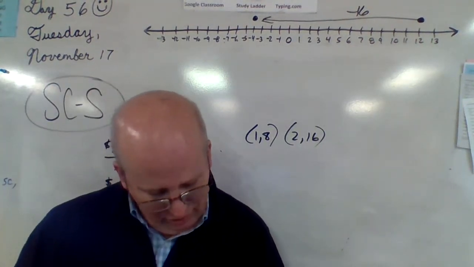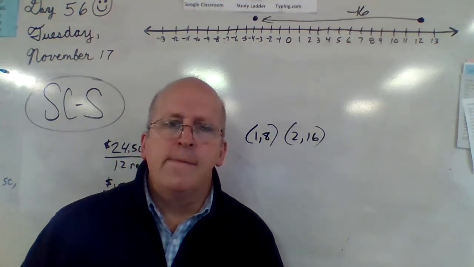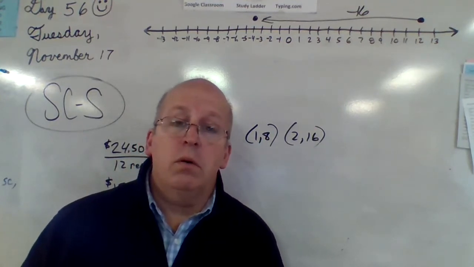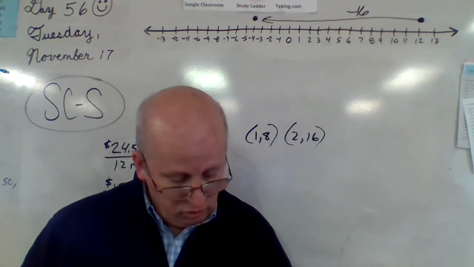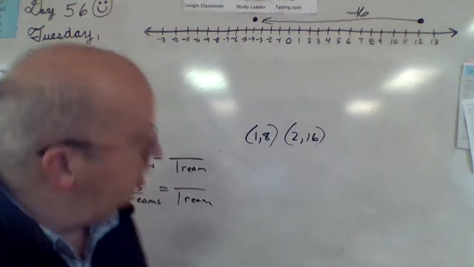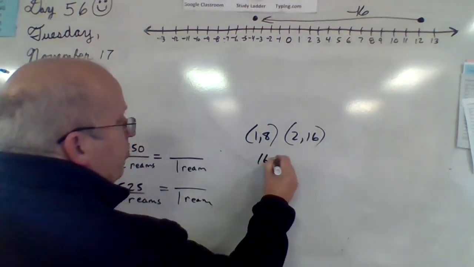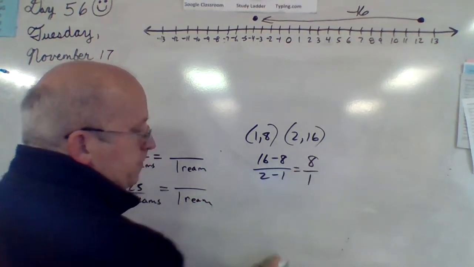And then what does it mean when it says interpret as a rate of change? Well, what they're talking about there is you need to write some sort of sentence in which you describe the rate of change. So let's try it. Wouldn't this be 16 minus 8 over 2 minus 1, or 8 over 1?